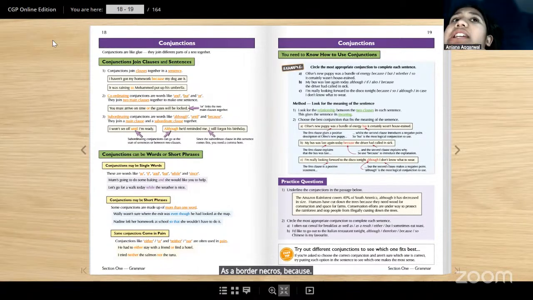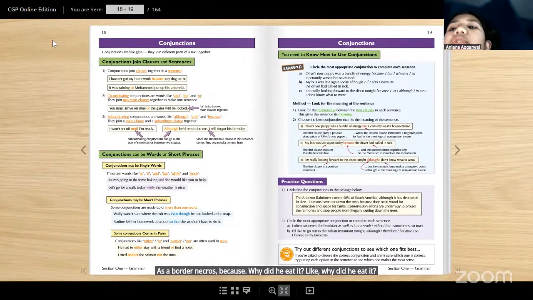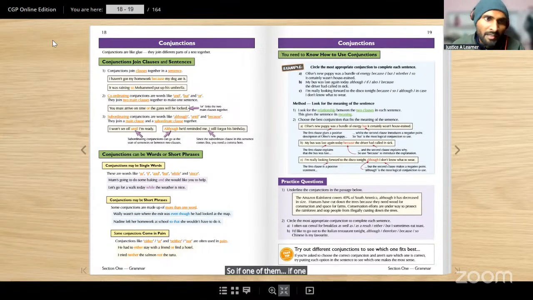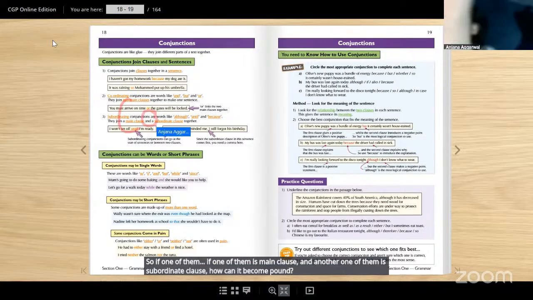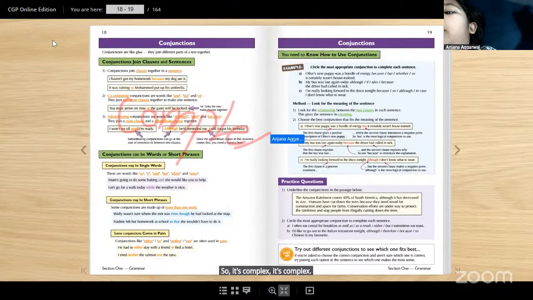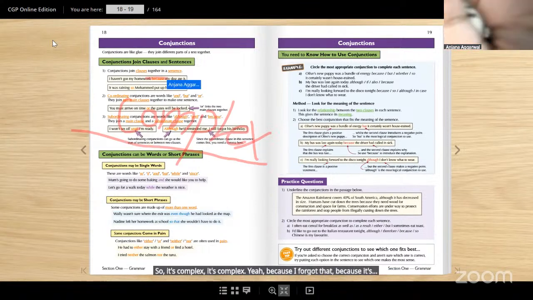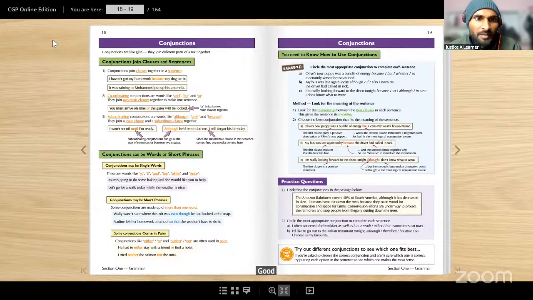Why did he eat it? He ate what? If you write "my dog ate it," you would ask, so he ate what? If one of them is a main clause and another is a subordinate clause, is it compound or complex? Yes, complex. But you said compound earlier. Yeah, I forgot. Good. Okay, what about the second one?